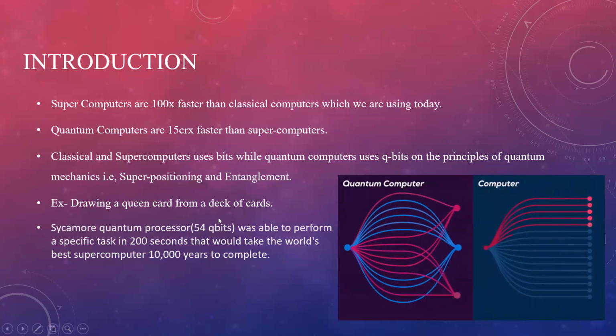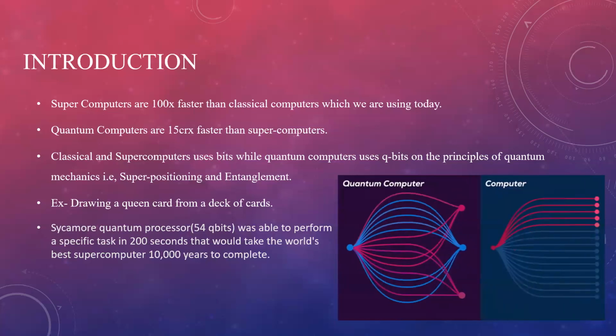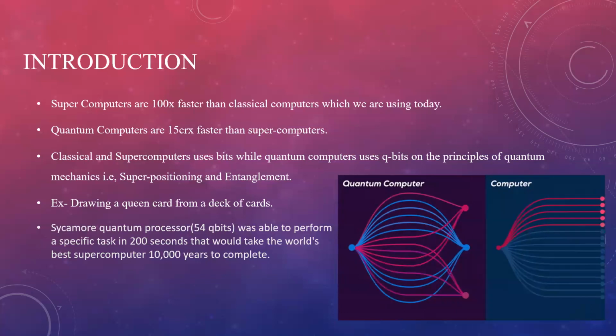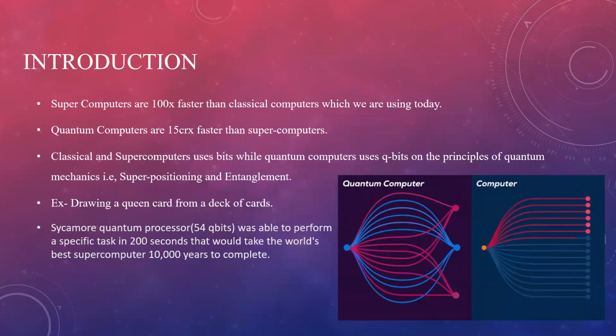Classical computers and supercomputers use bits, while quantum computers use qubits, which are basically quantum bits. We are going to discuss what qubits are in the next chapter. Quantum computers work on the principle of two quantum theories, that is superposition and entanglement.